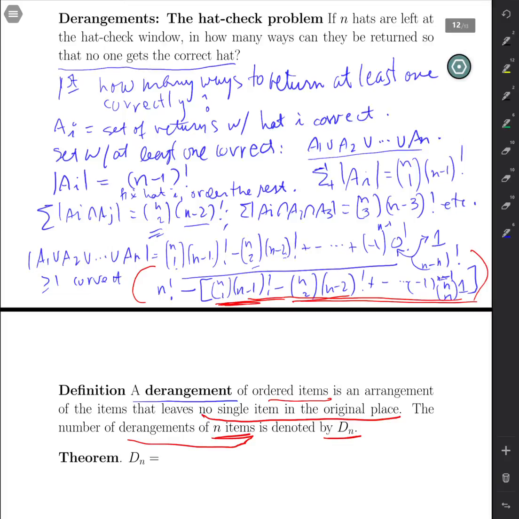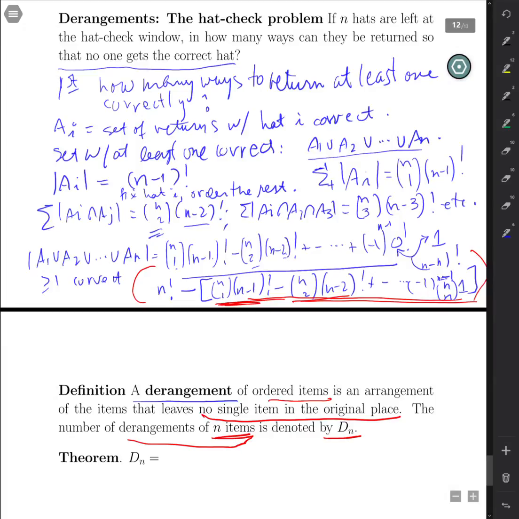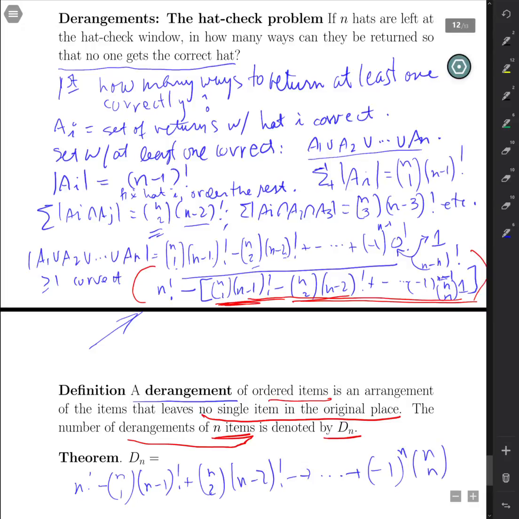And by the result we have above, if I can go ahead and put this in here as a formula, using this formula up here but removing the negative signs, d sub n would be n factorial minus n choose 1 times n minus 1 factorial plus n choose 2 times n minus 2 factorial, etc. So this will be minus plus all the way to the n, where we have a minus 1 to the n, times n choose n, like so.